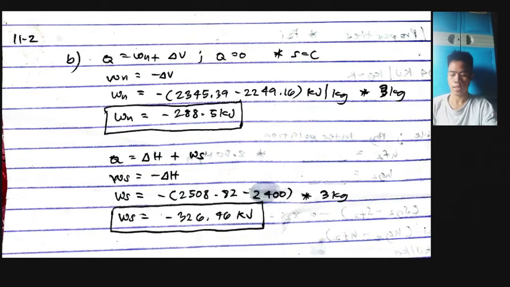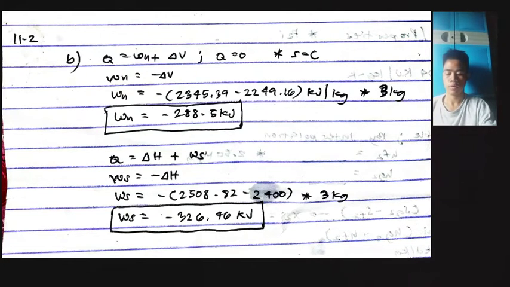Okay, next, for letter B, Q equals Wn plus delta B, wherein Q equals 0 and S is equivalent to C. So Wn equals negative delta B. By substituting it, Wn equals negative 2345.39 minus 2249.16 kilojoules per kilogram times 3 kilogram. It will be Wn equals negative 288.5 kilojoules.